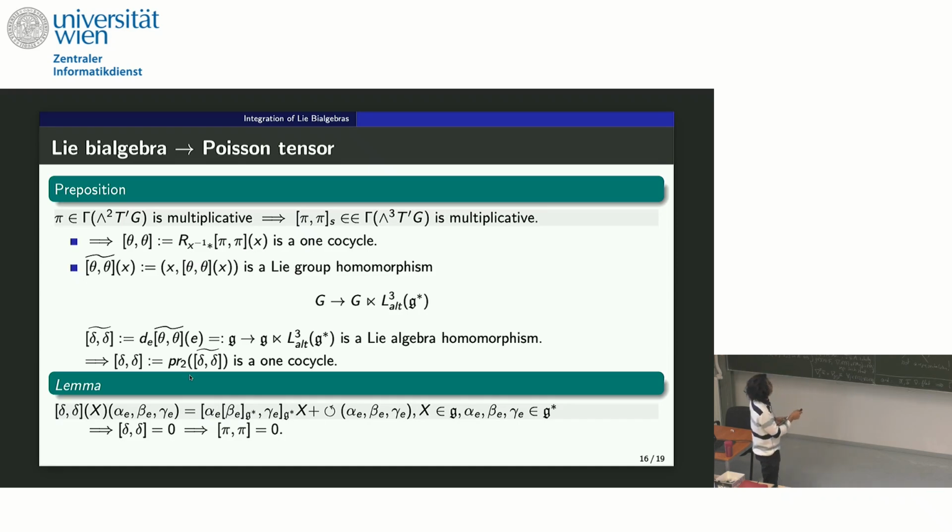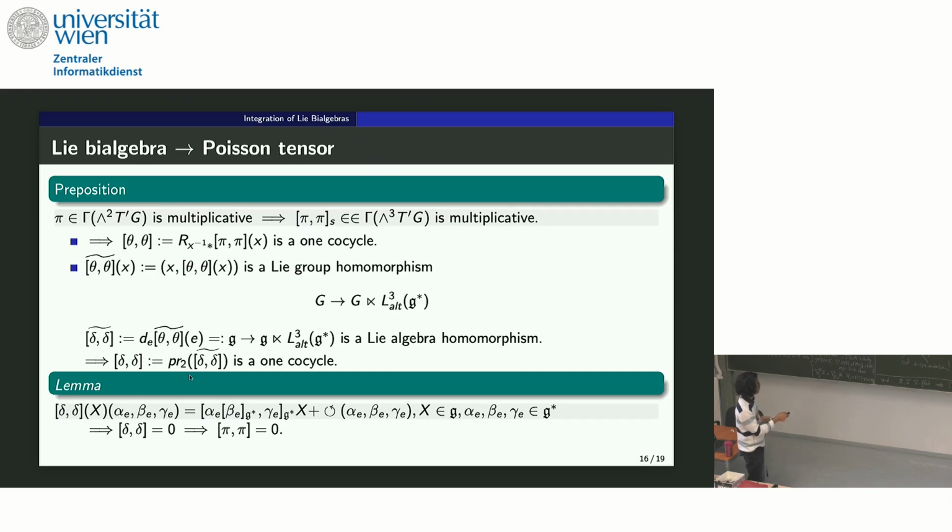And then we can play the same game. We can again right translate it to get a one cocycle, which is the same as this Lie group homomorphism, and if you differentiate it, one of the components will be a one cocycle of the Lie algebra G. But this bracket of delta with itself is actually the same as the dual of the Jacobiator of the Lie algebra on G star, which is 0, because we have a Lie algebra on G star. Okay, so what we have is that the bracket of delta with itself is 0.